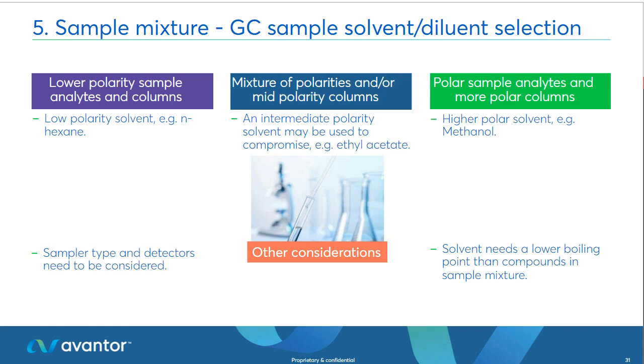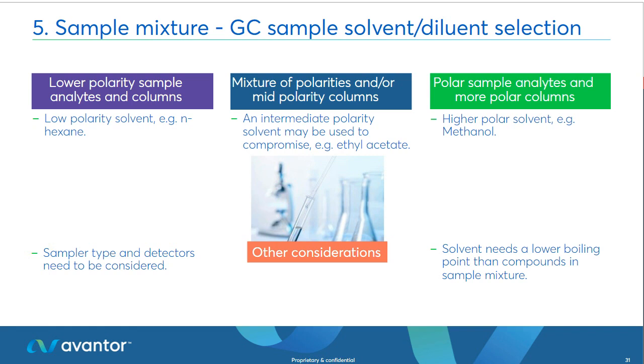We want to stay with polar solvents, because if we're injecting the complete opposite polarity of solvent, then this might have issues with the phase. It might cause damage to the phase, and we don't really want that. We don't want solvent mismatches or anything like that. So we need to make sure that we're picking suitable solvents. If you've got a mixture of polarities in your sample mixture, or you're looking at using mid-polarity columns, then you can use an intermediate polarity solvent as a compromise, so maybe ethyl acetate.